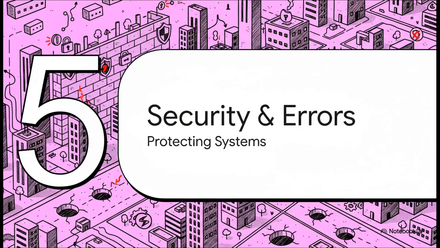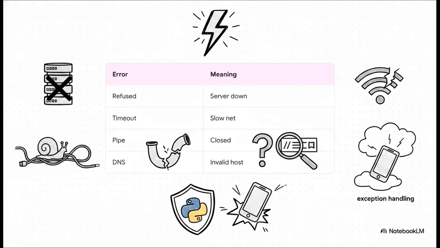Section 5. Security and handling errors. Because building an amazing, fast digital city means absolutely nothing if the walls aren't secure and the roads are full of potholes. Let's be real. Out in the wild, networks break. It's just a fact of life.